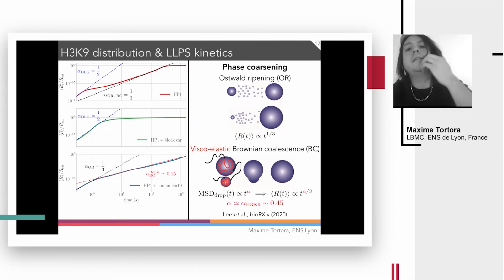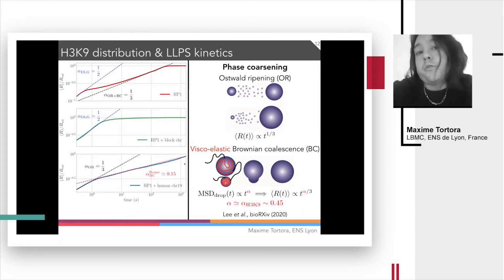But in the more realistic case of human chromosome 19, down here, in which heterochromatin is more evenly distributed throughout the genome, the equilibration kinetics are significantly slower and characterized by a transition from a 1/3 growth exponent at short times to an even slower 0.15 exponent at longer times. Now, this 0.15 value is somewhat puzzling because it's not predicted by standard theories of phase separation, but it can be simply interpreted as follows.